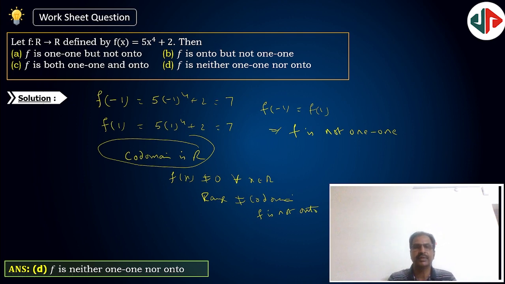Given function can never be 0, but codomain is all real values which contain 0, which means range and codomain are not equal. So function is not onto. So it is neither 1-1 nor onto.